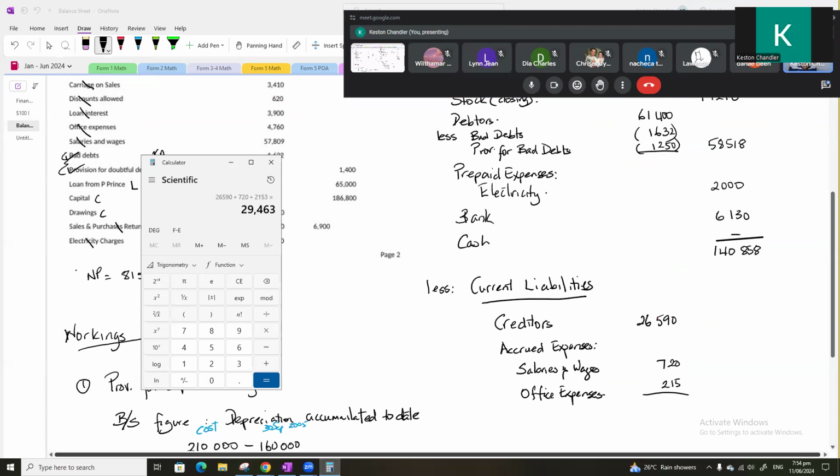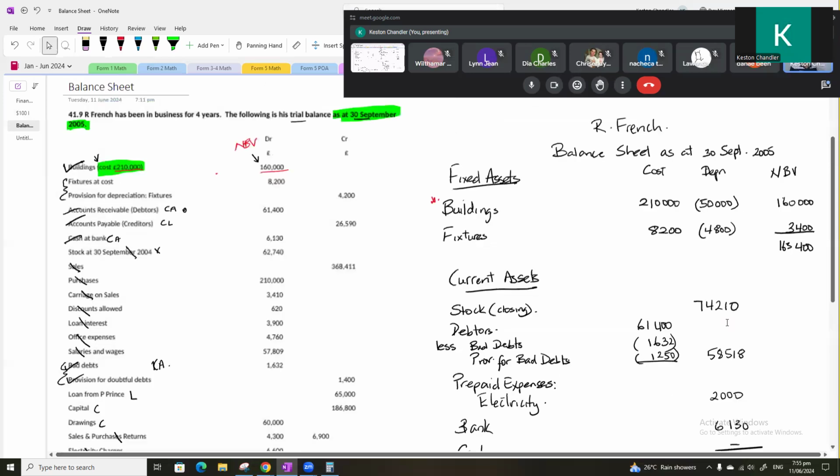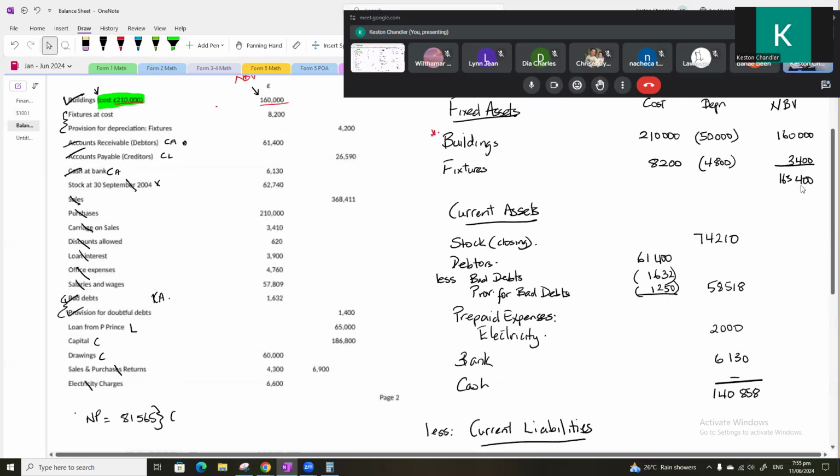Now, that figure of 29,463 is what we will get when we add those current liabilities together. We will subtract that from our current assets. The difference between my current assets and my current liabilities is going to tell me how much working capital I have. Right? Now, what I'm going to do is that working capital figure that I'll get, I'm actually going to add it to my assets to the top end.